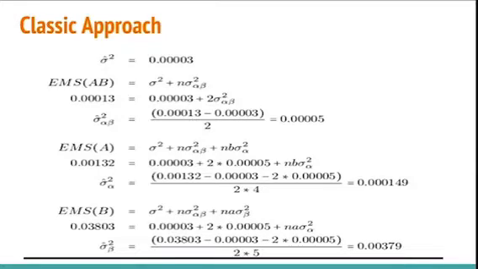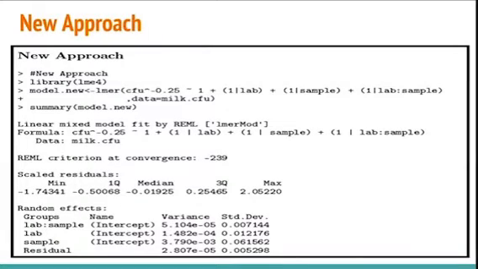Now, why do I need to go for the new approach? Because at times, the variance that we compute using the classical approach could be negative. We cannot have a negative variance. Because of that, we normally go for the new approach. Of course, in the new approach, you don't need algebraic knowledge, right? Because the variances will come along with the outputs.